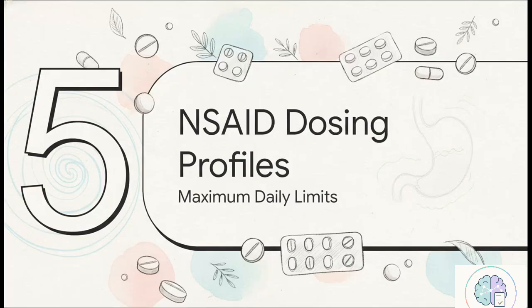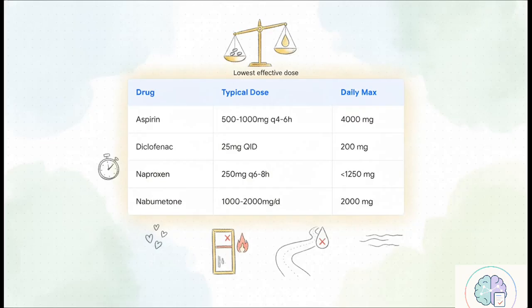Next up, Section 5. NSAID dosing profiles. The golden rule here? Always use the lowest effective dose. Let's look at a few. Aspirin caps at 4,000 milligrams a day. Diclofenac has a much tighter window. You start at 25 milligrams and max out at just 200 milligrams daily.